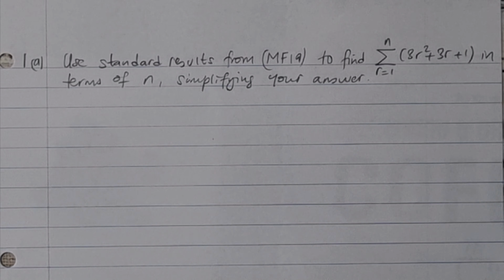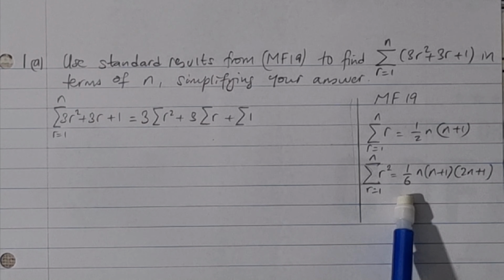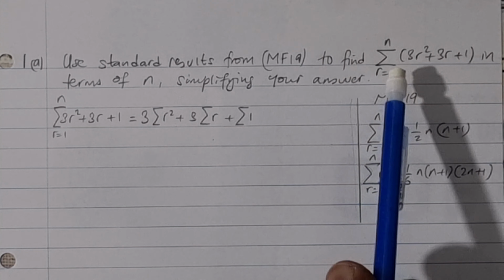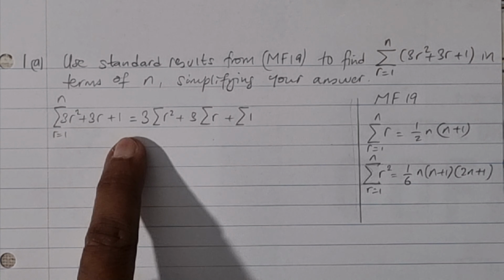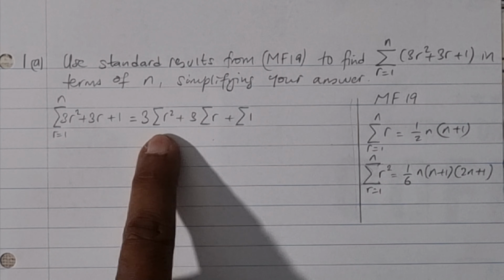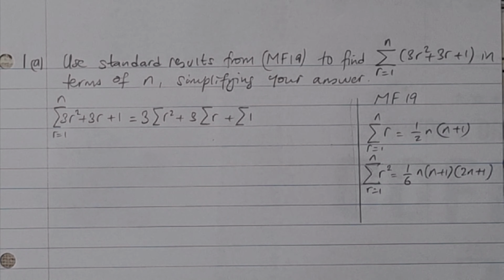Okay, question number 1a. We need to use standard results from the list of formulae MF19 to find the sum of 3r squared plus 3r plus 1 in terms of n, with r going from 1 to n, simplifying your answer. Now from MF19, this is what we have, and therefore if we were to find the sum of this, we can split this expression here. So 3 sum of r squared plus 3 sum of r, and then plus sum of 1.